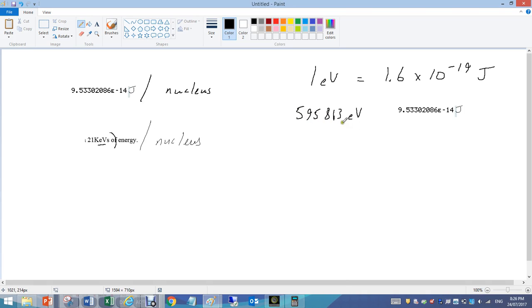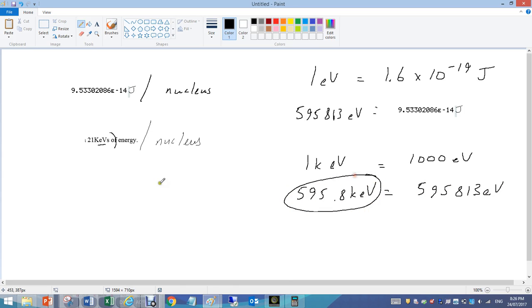So what's that? Well, if it's kilo electron volts, 1 kilo electron volt is 1000 electron volts. Okay, because kilo means 1000. So you could again do Suzanne rule, but if you're good, you can just do it in your head and work out that it'd be 595.8 kilo electron volts. So hugely different to what that source claims it is.